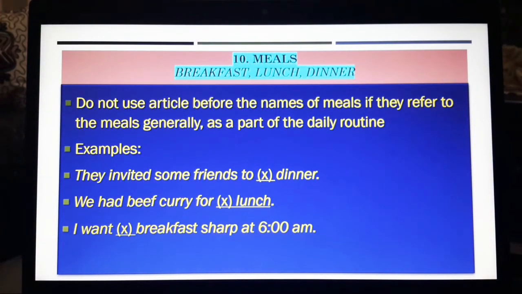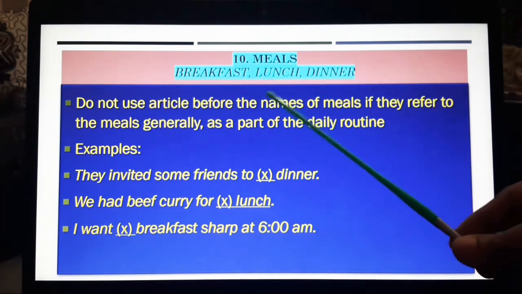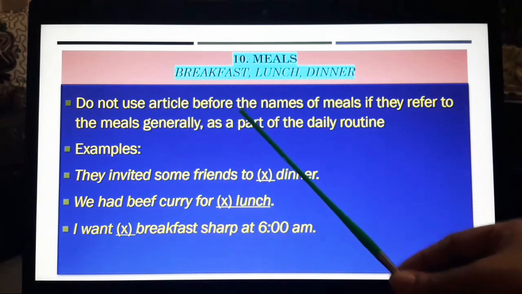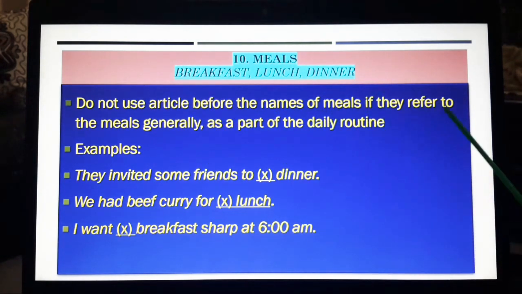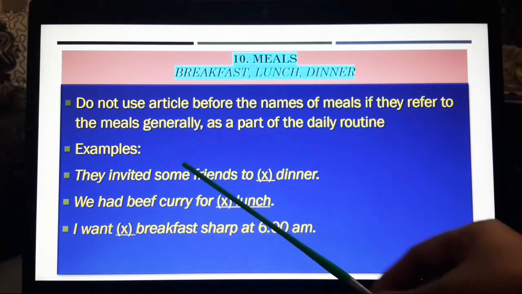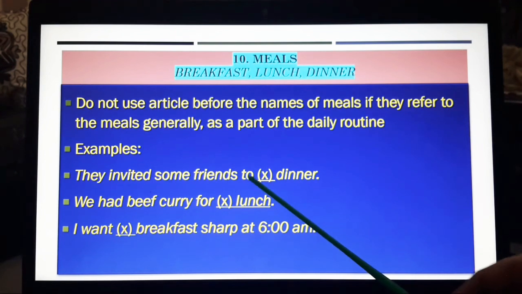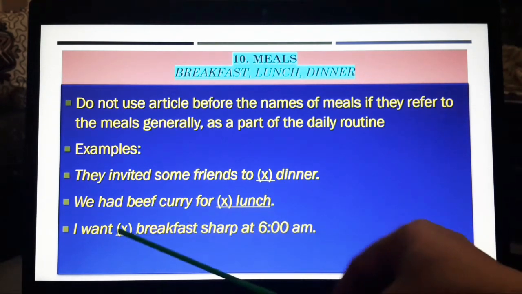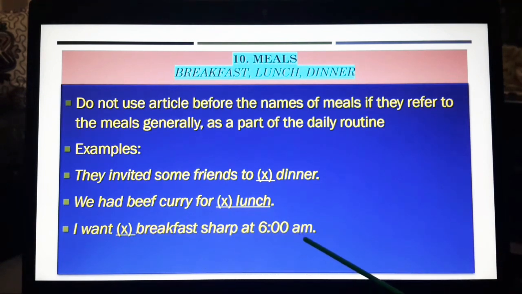We do not use an article before meals, such as breakfast, lunch, dinner. Do not use an article before the names of meals if they refer to the meals generally as a part of the daily routine. Examples: they invited some friends to dinner. We had beef curry for lunch. I want breakfast sharp at 6 a.m. We did not say they invited some friends to the dinner or the lunch or the breakfast.